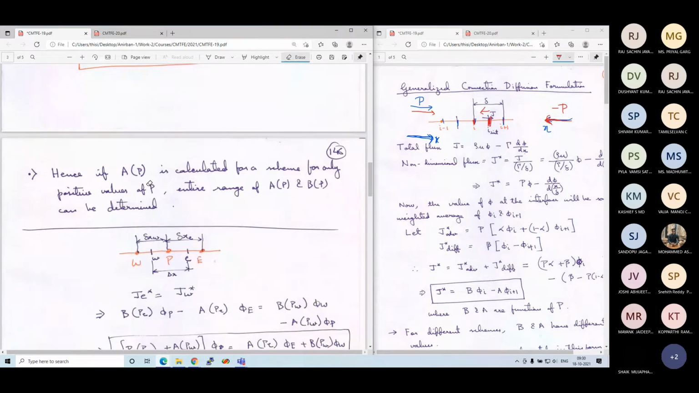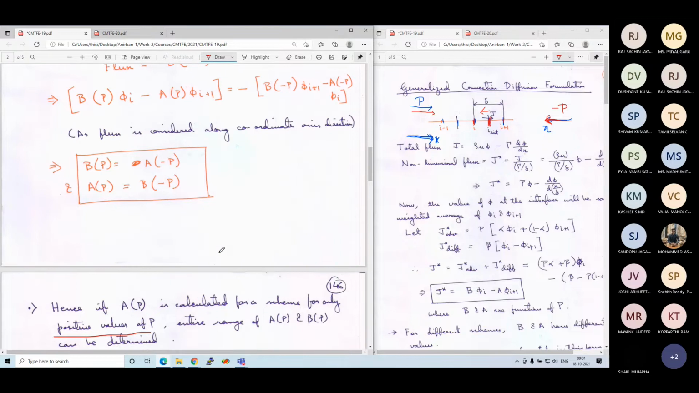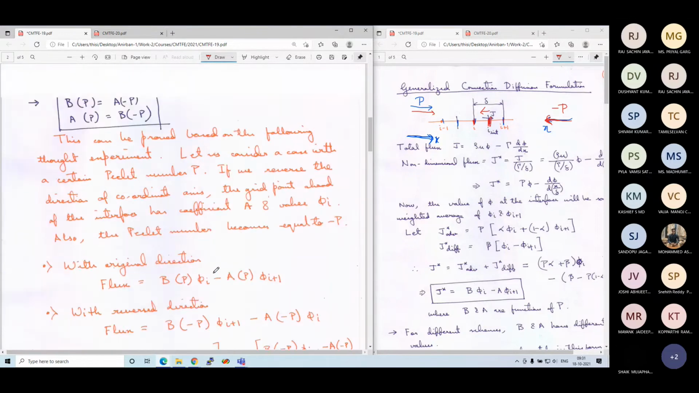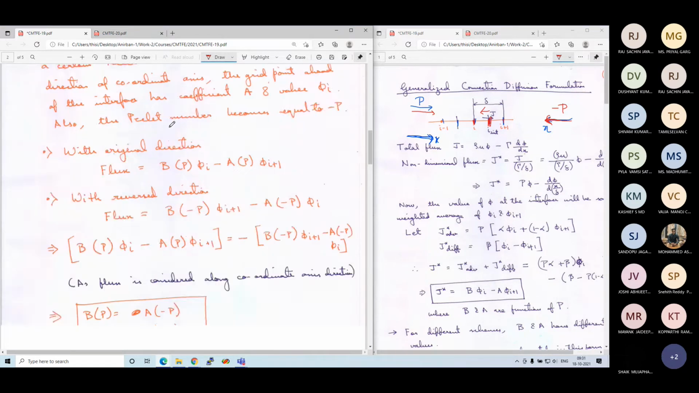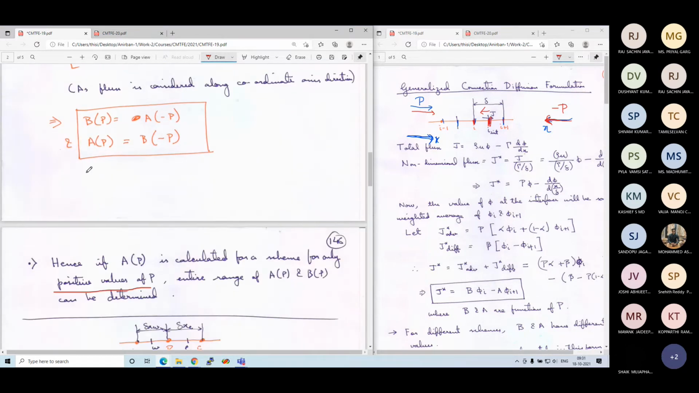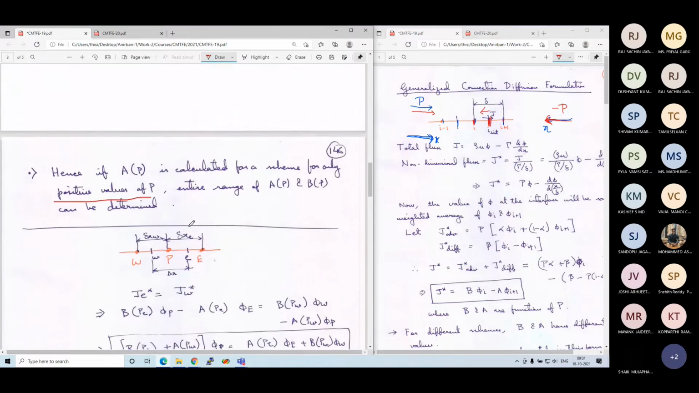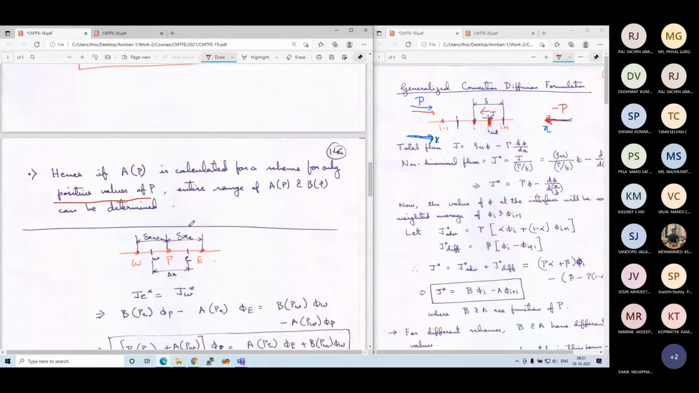So, if we calculate AP only for positive values of P for a scheme, then we can find out the entire range of A and B. How will we find? If we calculate AP for positive values of P, we can find out BP also for positive values of P using this expression, B minus A is equal to P. And then for negative values we can use these expressions and find A and B for the negative values of P.